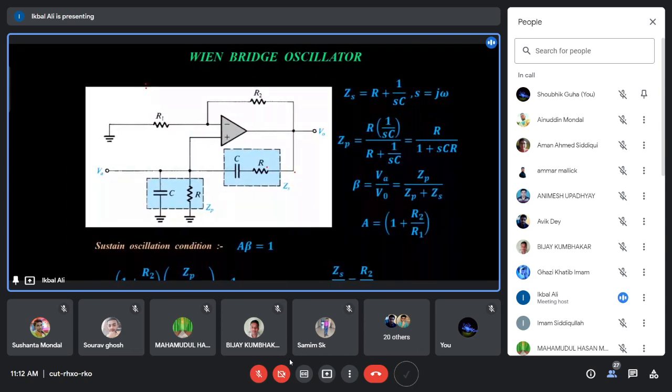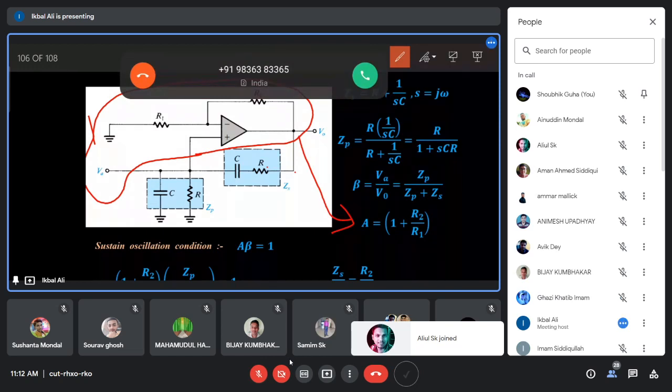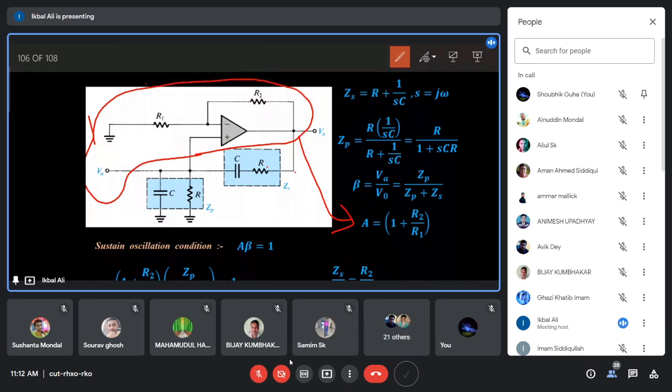This is the amplifier section in this A beta network. This amplifier has a gain A equal to 1 plus R2 by R1. Another network is connected between the output and the input side. So this is your input side and this is your output side. You see that this network is connected between the input side and the output side.